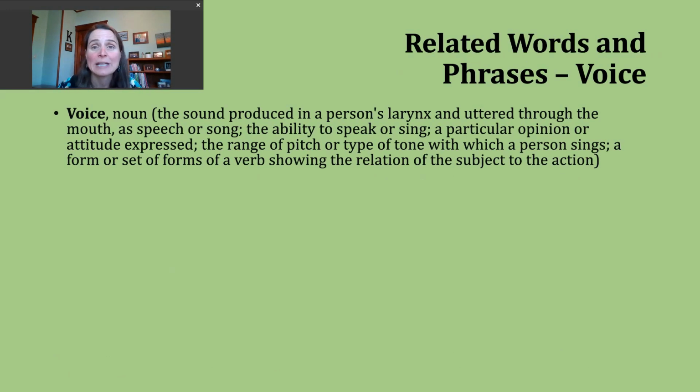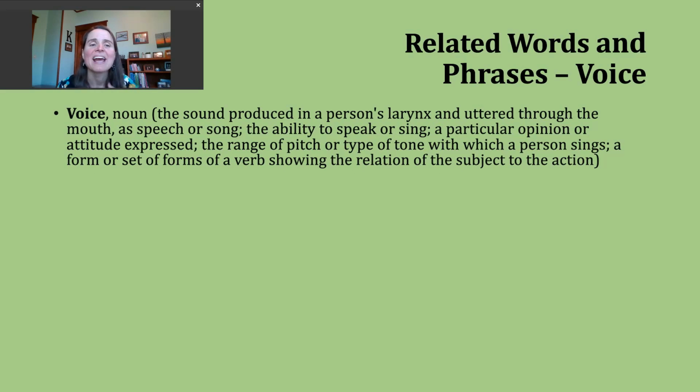And the first word we're going to discuss is just the noun form of this word. The noun voice has the exact same spelling and the exact same pronunciation as our verb. And this noun can have a number of different meanings. We're going to talk about 5 different ways to use this noun.